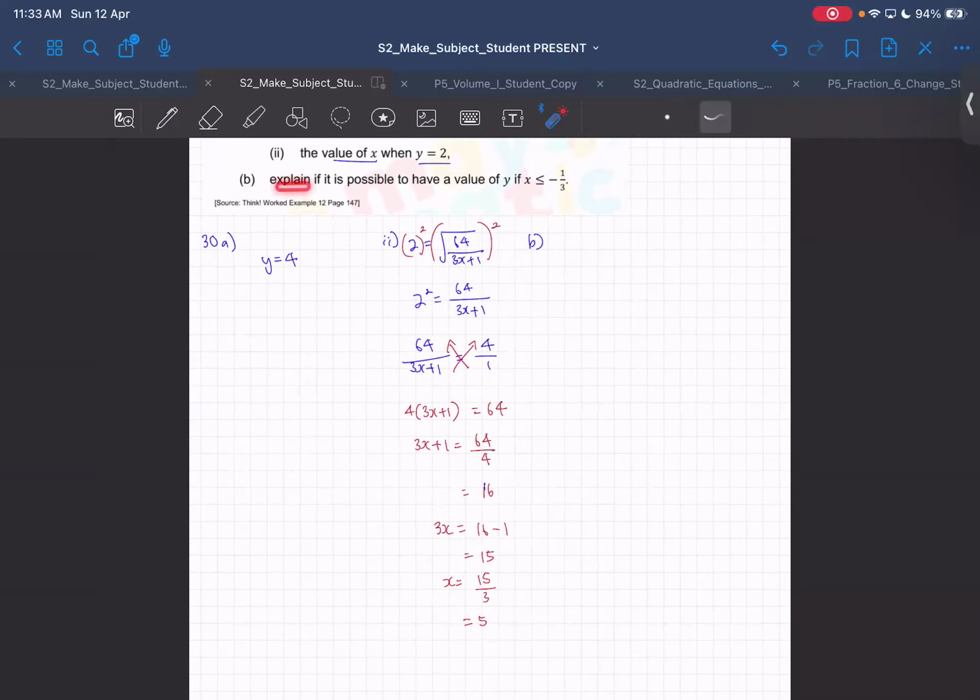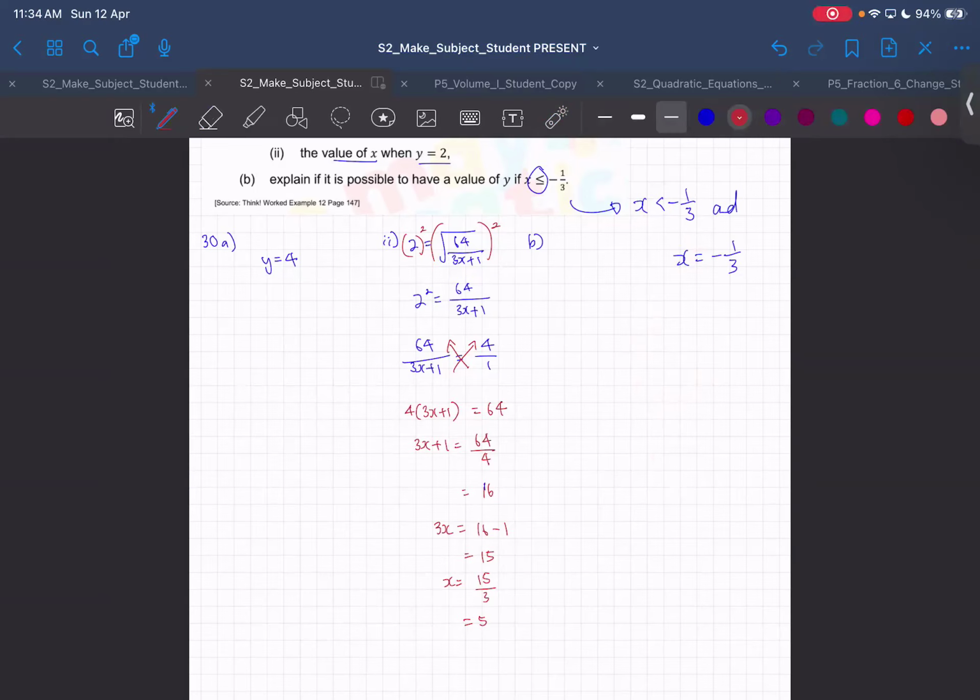They ask you to explain if it is possible to have a value of y if x is less than or equals to negative 1/3. This one's different, right? If this one is less than or equals to, there are two cases, correct? One case is x is less than negative 1/3. Another case is x equals to negative 1/3. Agree? Because this inequality sign means less than, and this means equal. Less than or equals to. So we have two cases like this.